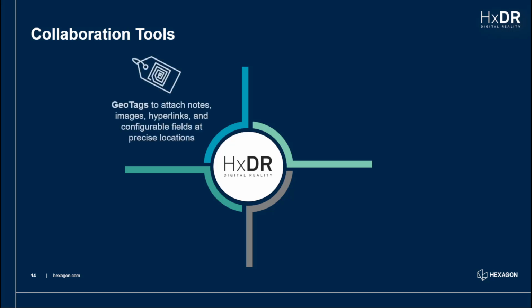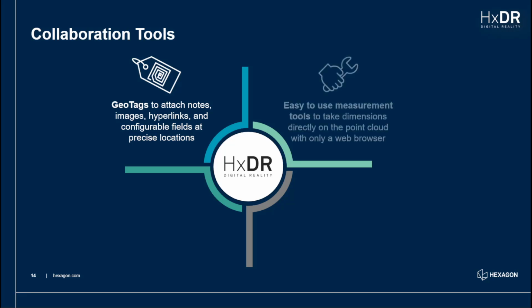So first up, we have the ability to create geotags directly within the platform. So consider these as points of interest where you can attach notes and images and hyperlinks directly to them. You can even link out to other databases or programs if needs be. There's lots of easy to use measurement tools in the solution as well. So you can measure directly on the point cloud, in the panorama, on the 3D meshes, distance, areas, planars, all the standard tools that you might expect.